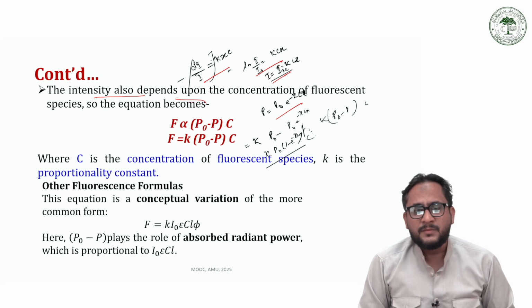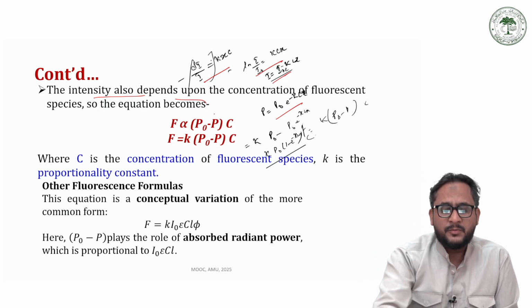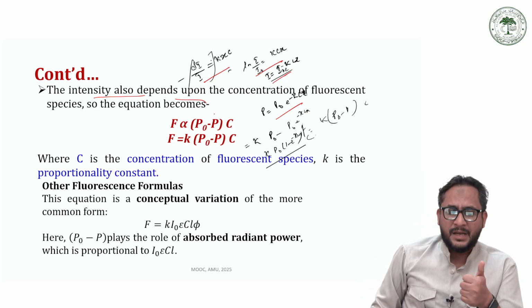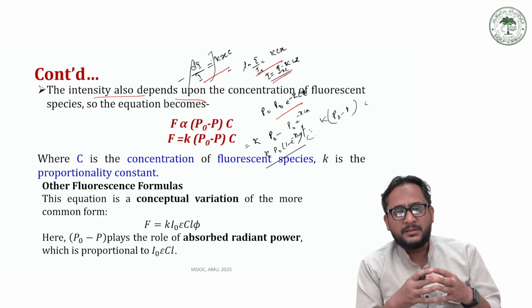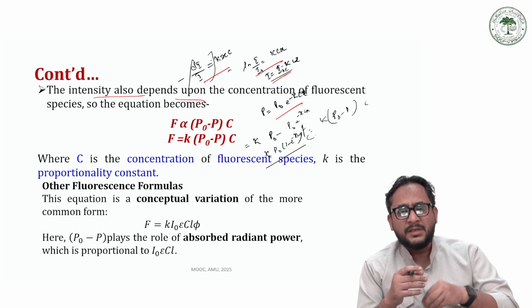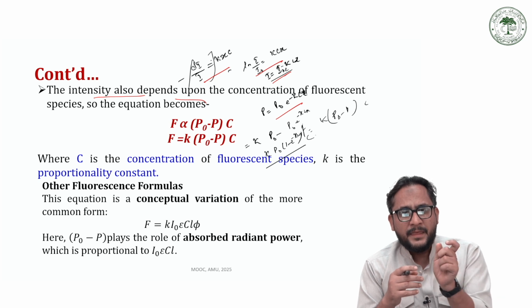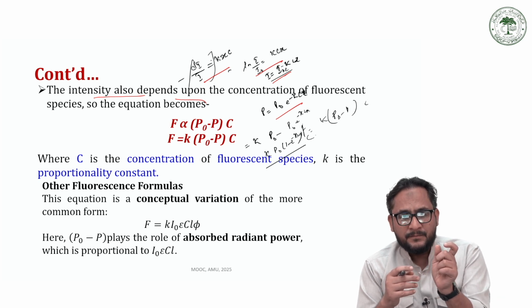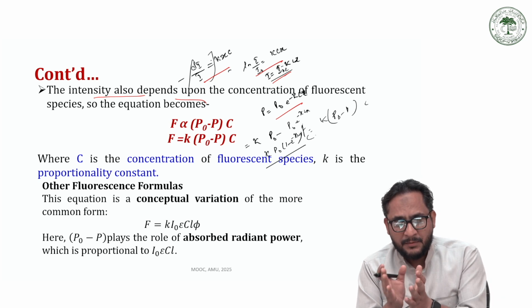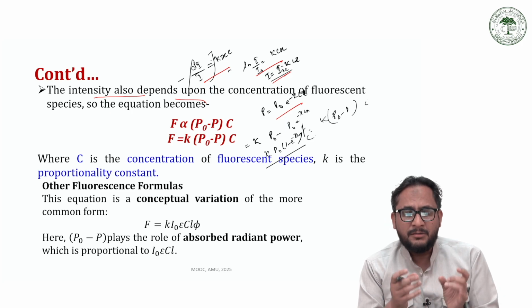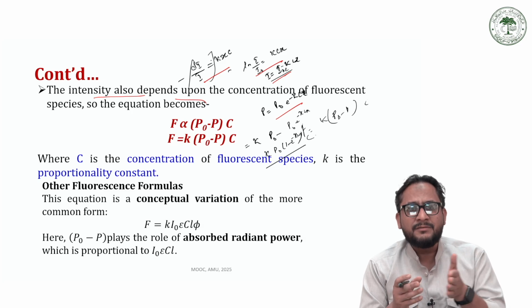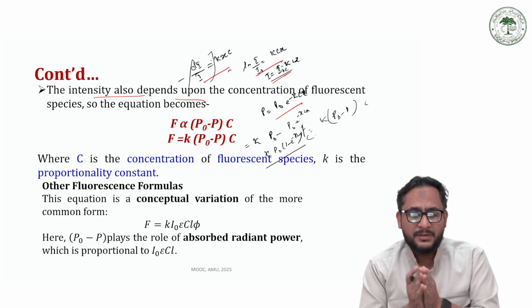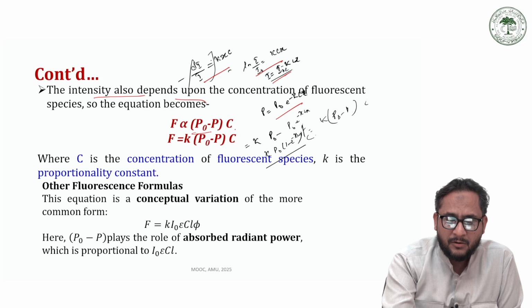Then there is one more point: the fluorescence intensity also depends upon the concentration of the sample under analysis. So there are two factors on which the fluorescence intensity depends. It depends upon the intensity of the light which is being absorbed, and this is calculated by taking the difference between P naught and P. P naught is the intensity of incident radiation, while P is the intensity of transmitted radiation.